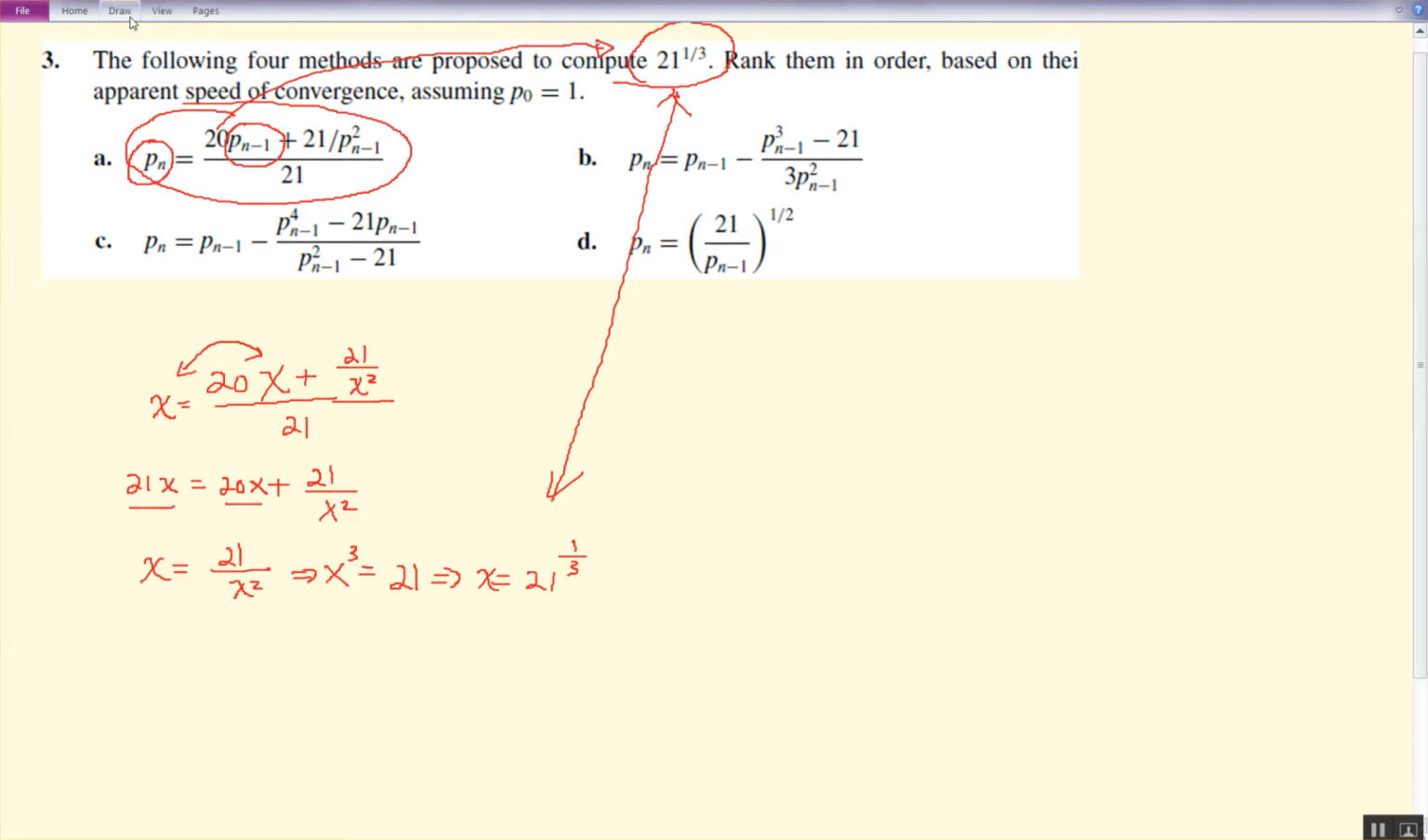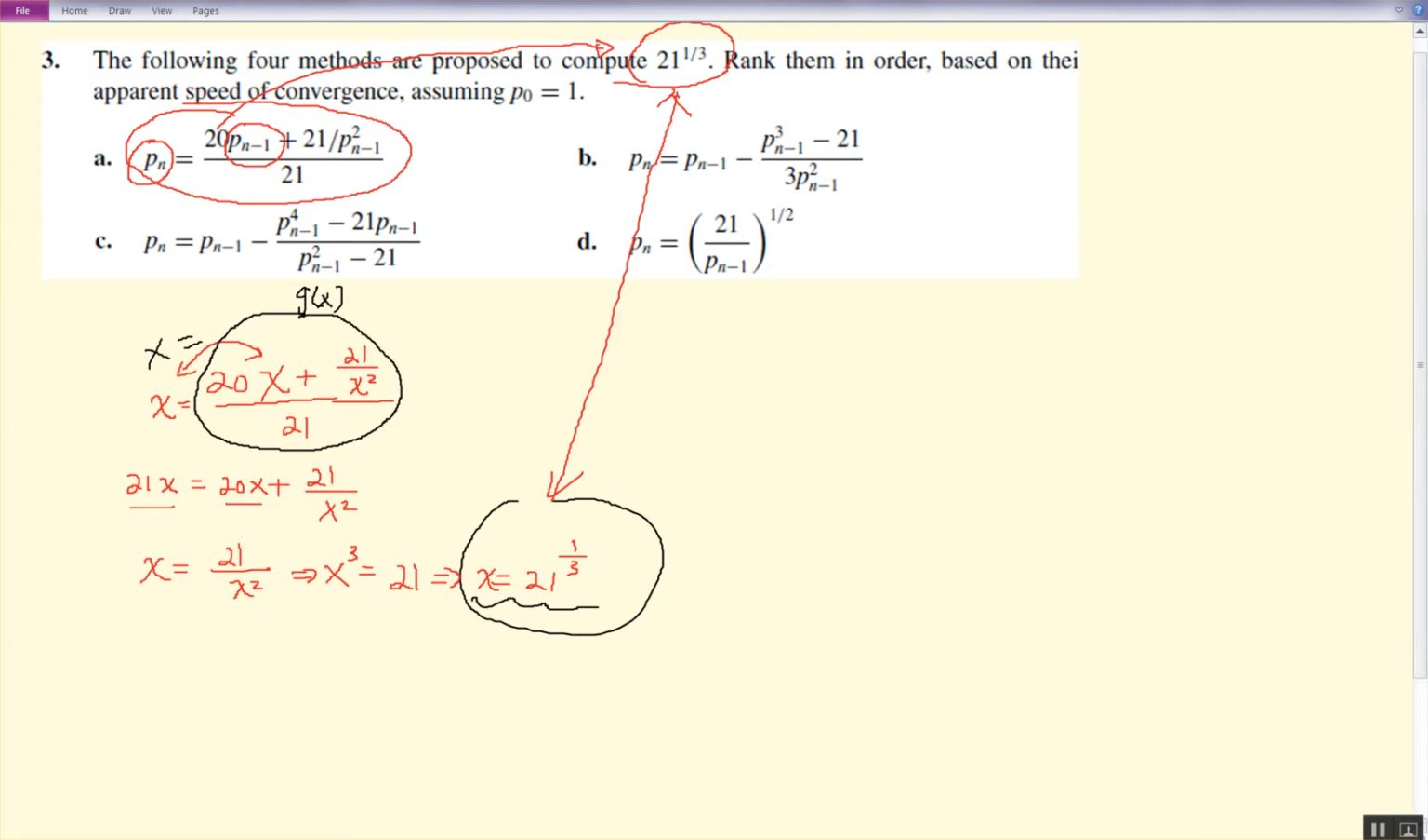Basically, part A is telling us that when you find this value, you can use this fixed point scheme to find that value. So this is your g of x equals x, right? And you do see that this fixed point is equal to this value. That's just to help you understand the question so that you don't get lost as to why these four methods are supposed to compute 21 raised to power 1/3.